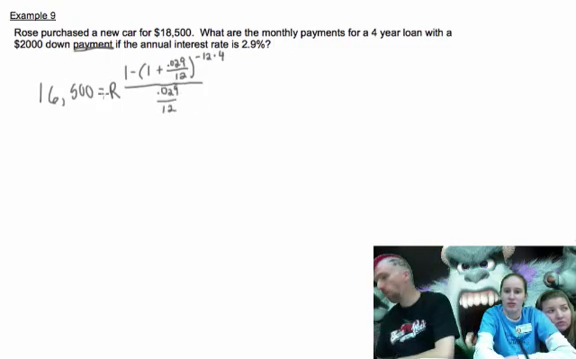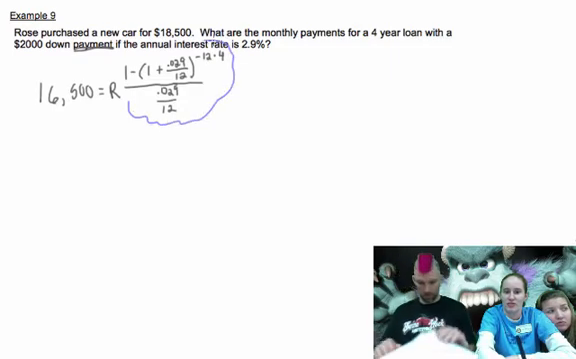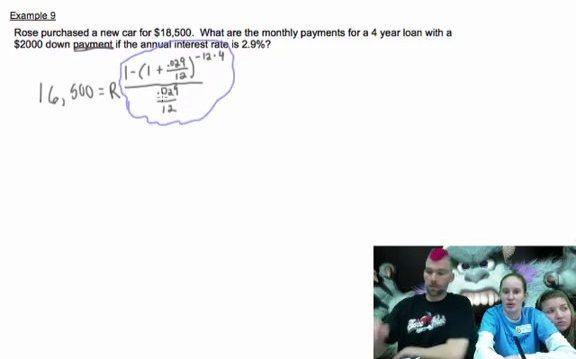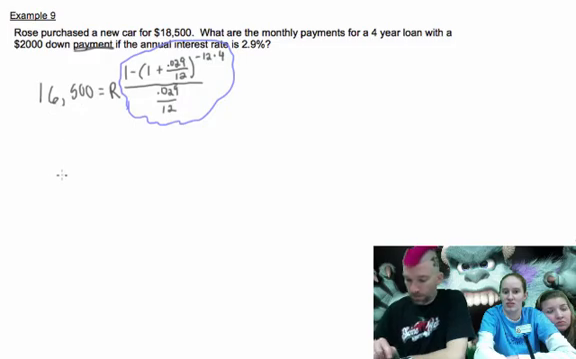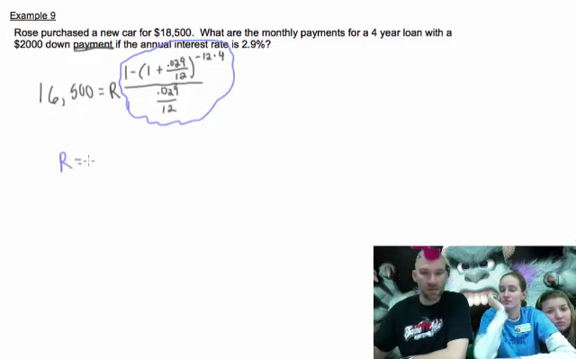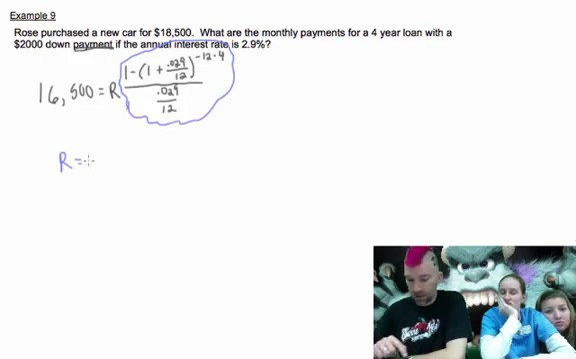So we have to figure out what this is. This is all just a number. And once we know what that number is, we just divide it into 16,500 and we'll know what R is. Easy peasy. And if you have the template version on your calculator, that can make the easy peasy even easier peasier.